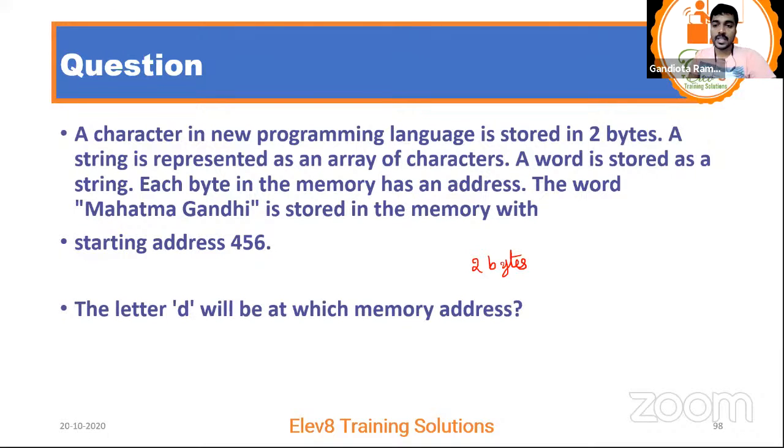For every address, a word is stored as a string, and each byte in the memory has an address. The word Mahatma Gandhi is stored in the memory with the starting address 456, right? So the address of M is 456. What is the address of D? They are asking what the address of D is. 456, here it is 58, right?